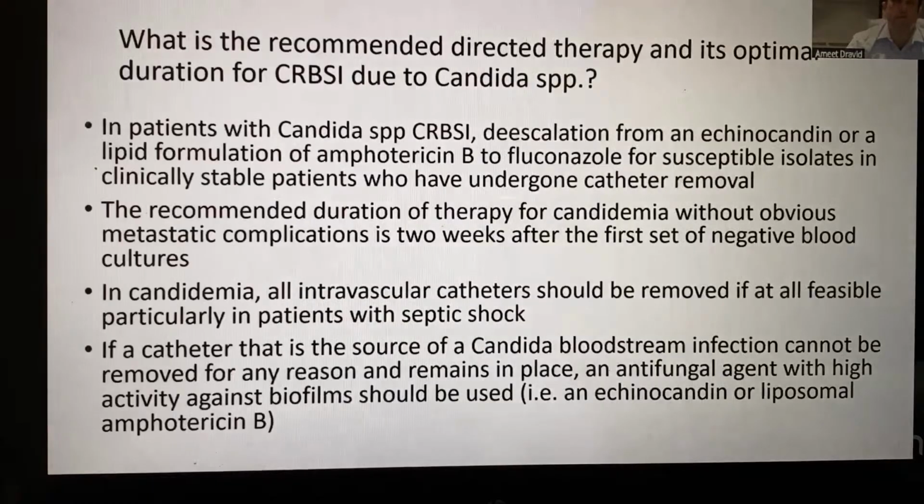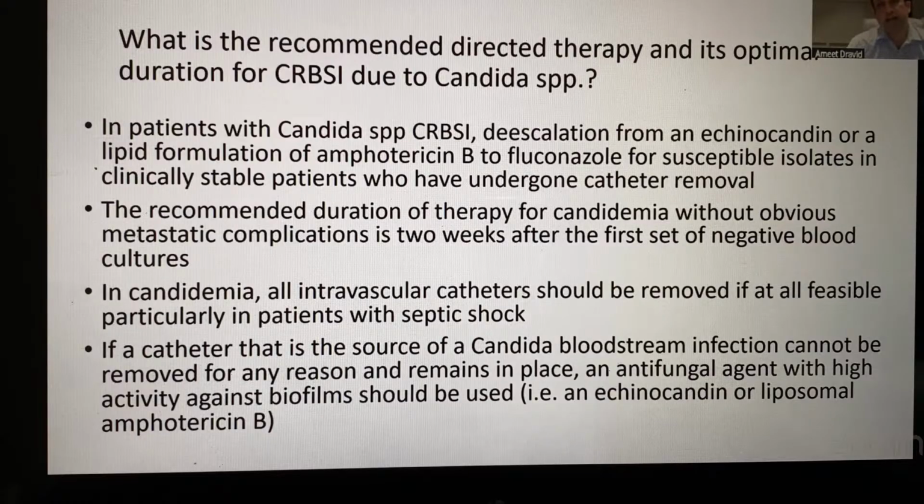CRBSI was cured. The directed therapy is recommended, and its optimal duration for CRBSI is 25 days. Because there is Candida? If it is less than 25 days, de-escalation can be done. Normally we give it for 14 days.